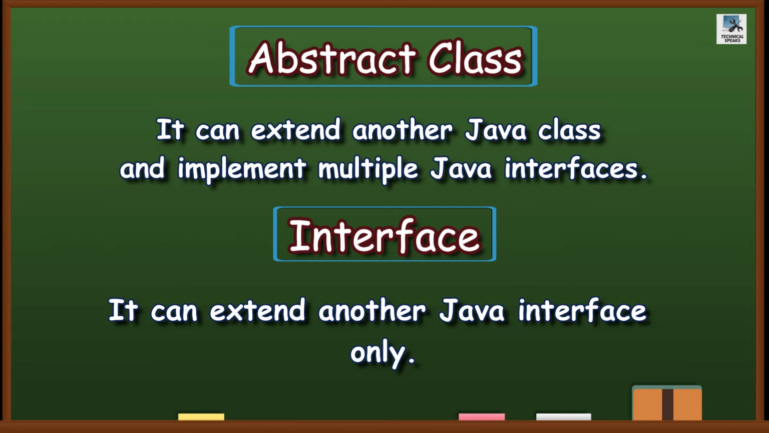Next, the sixth point is, in the case of an abstract class, it can extend another Java class and implement multiple Java interfaces. But in the case of an interface, it can extend another Java interface only.